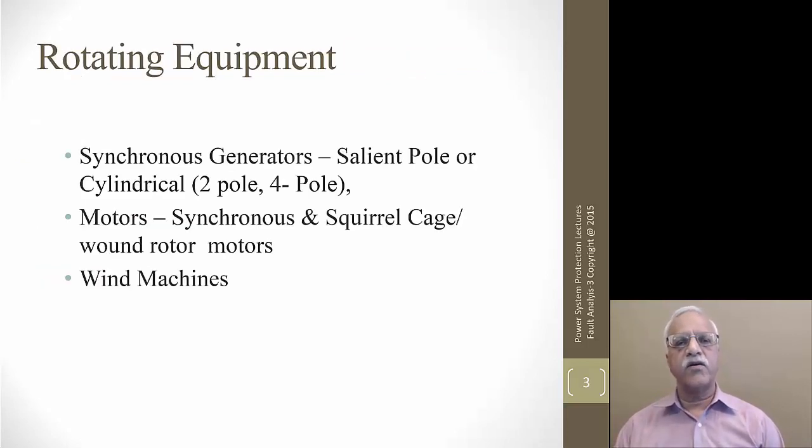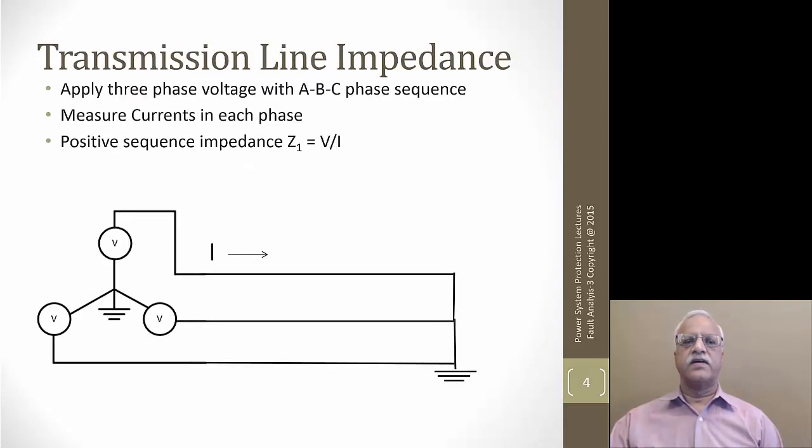On the other hand, we have rotating equipment. It could be synchronous generators, salient pole or cylindrical pole, or motors, synchronous or squirrel cage and wound motors. We have different types. And then we have doubly fed induction machines, which are wind turbines. Their contribution to the fault is way different than synchronous machines. So that will also be discussed.